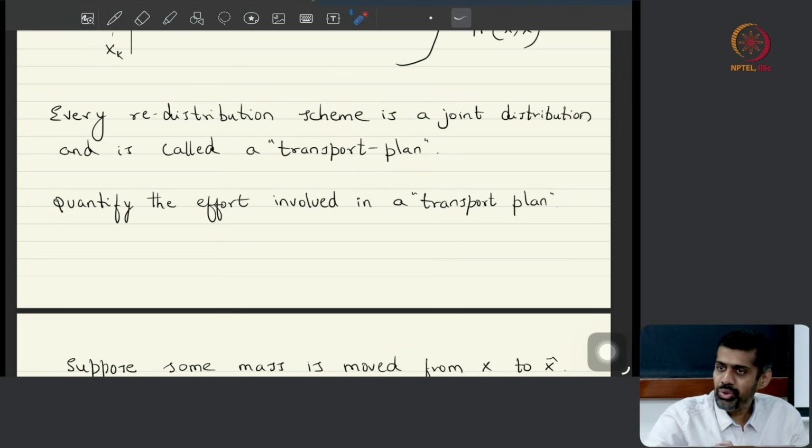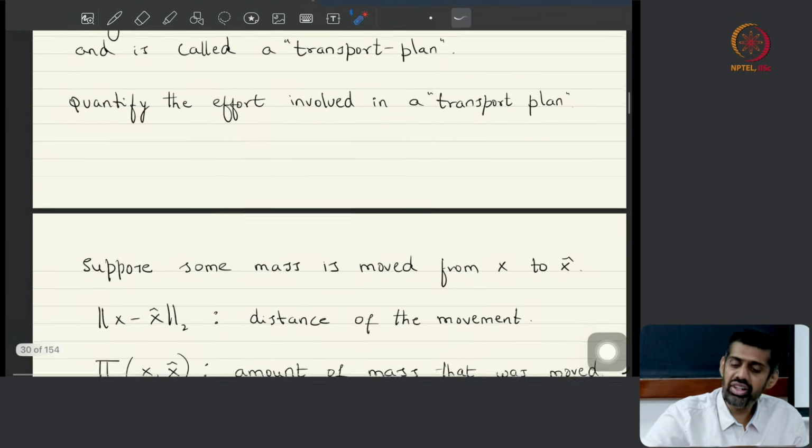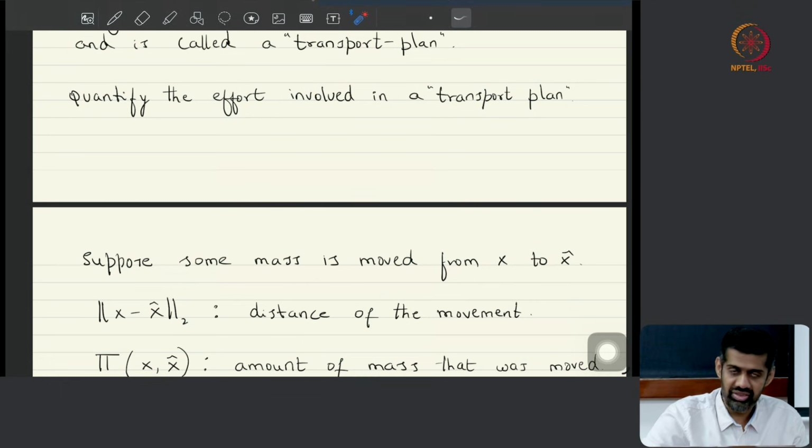So given that I have so many transport plans, I need to define an optimality between the possible transport plans. To do that I will have to define a way to quantify the effort that is needed to make one distribution into the other. So now we have to quantify the effort involved in one particular transport plan. When I say transport plan, I am talking about a redistribution scheme which is also a joint distribution, correct.